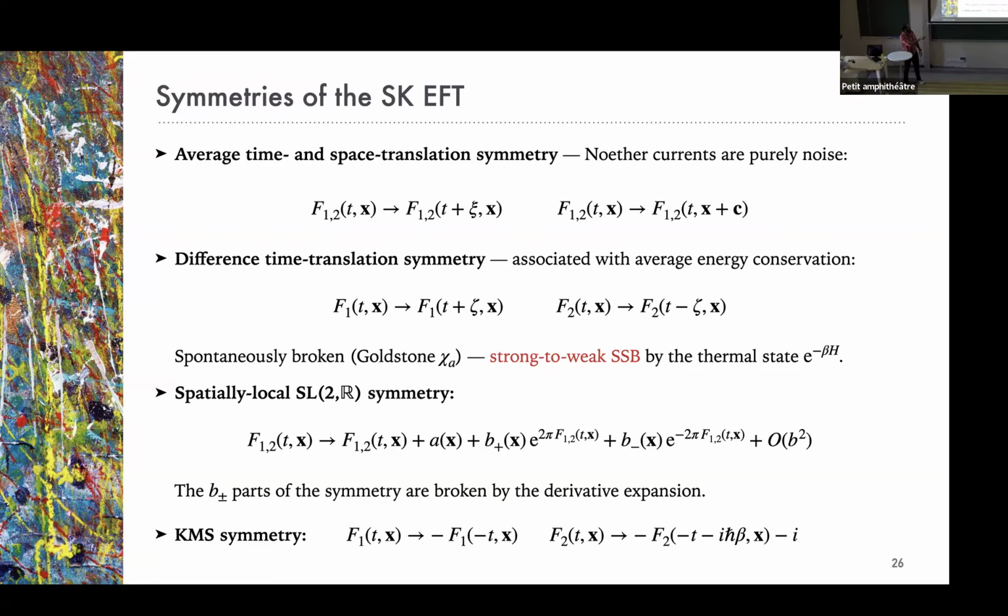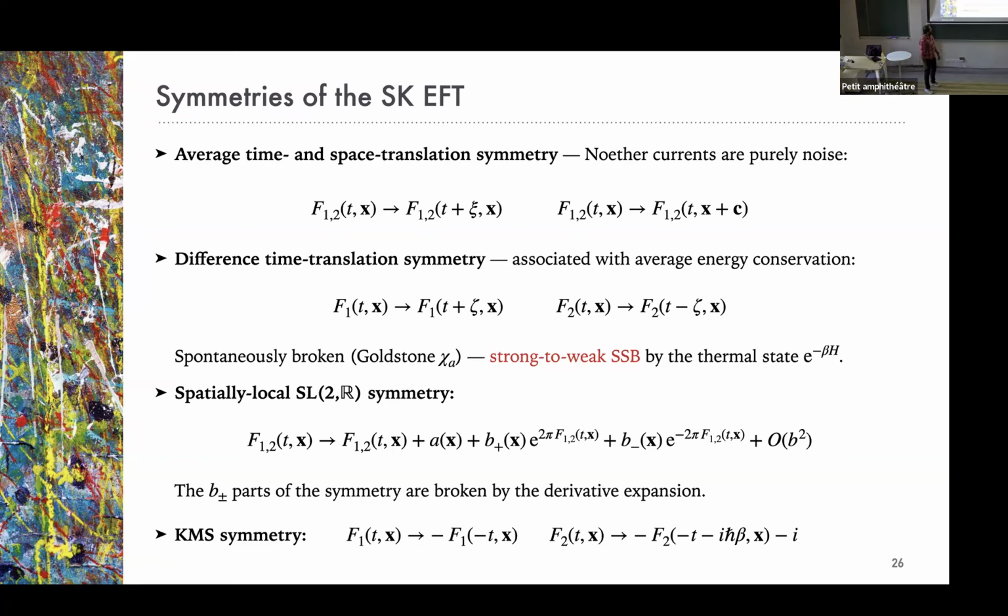There's also a difference time translation symmetry where you take the F1 field and you translate it in time oppositely to how you translate F2. So this is like taking time translation on the contour where you move everything on the forward contour forward in time and the backward contour backward in time. And this is the actual physical time translation symmetry in your theory, and the associated Noether current turns out to be precisely energy conservation. It also turns out that this particular symmetry is spontaneously broken in your theory. And for people who might know, this is known as strong to weak spontaneous symmetry breaking. If you don't know what that is, then don't bother.